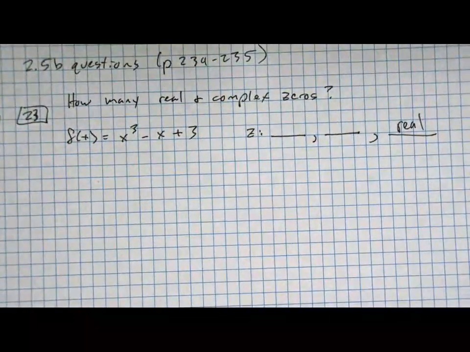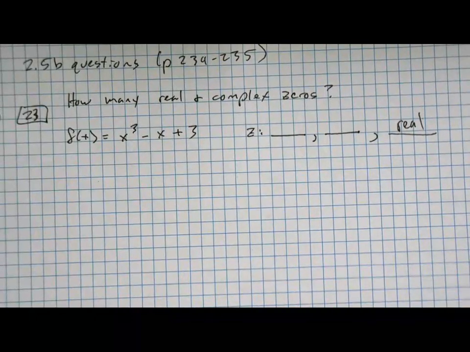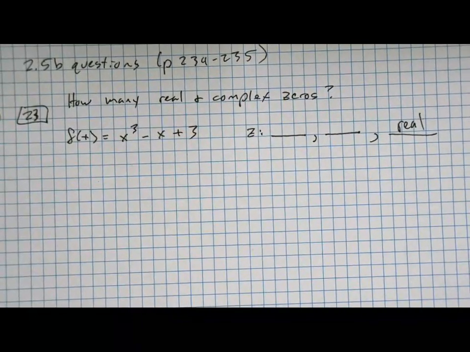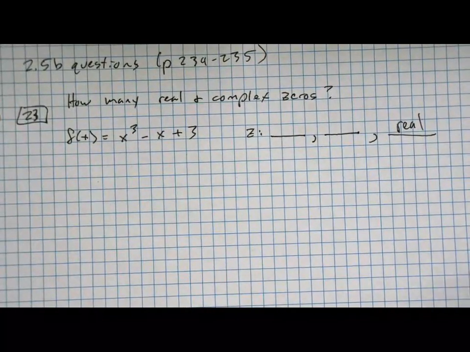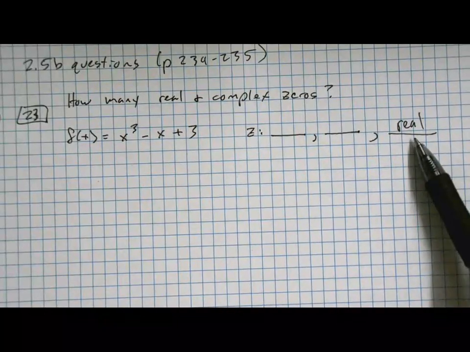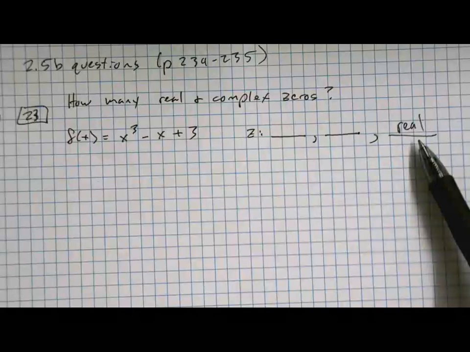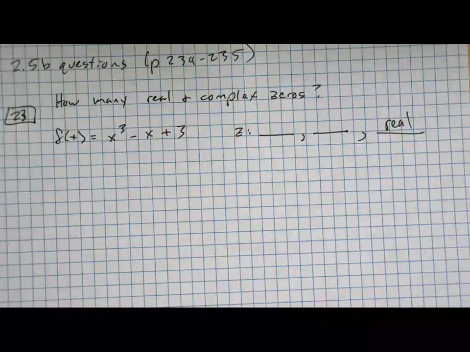How will I know? What's one way I could tell whether these other 2 zeros were complex? What would be an easy way to do that? You could graph it. You could put it in a graphing calculator and look at it. If they're real zeros, what are we going to see on the graph? We'll see x-intercepts. We know for a fact there's going to be 1 x-intercept. If there's only 1, that means the other 2 zeros are complex. If I see 2 other x-intercepts, then those are going to be real as well.